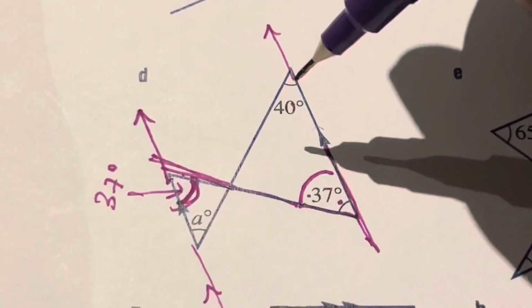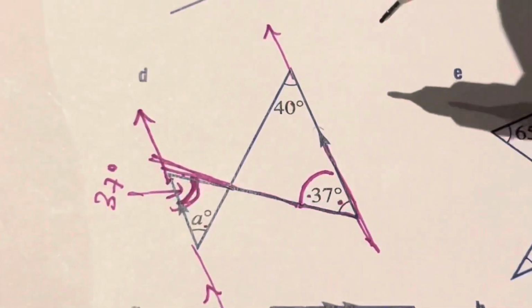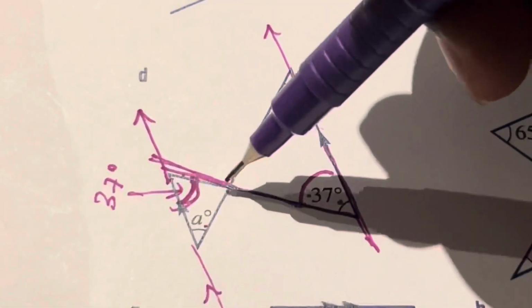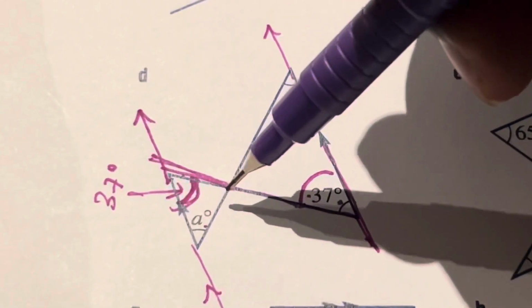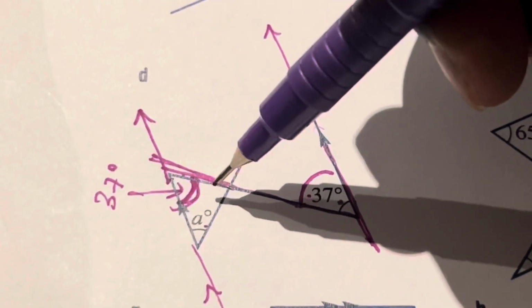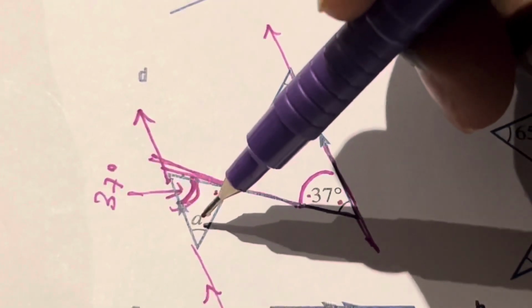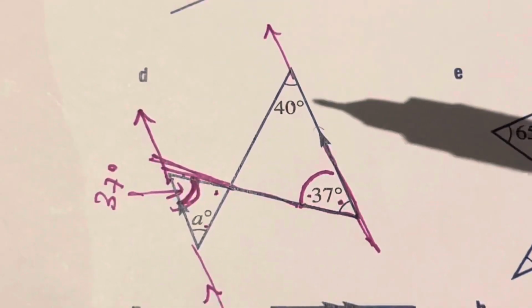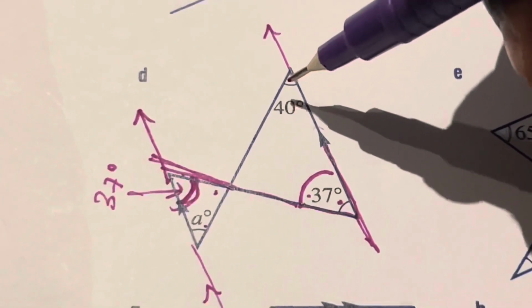Now, the other question is, how do we figure out A? Okay, we still can't figure out A. We know the total angle in a triangle is 180 degrees. So if we figured out that the total angle is 180 degrees, we still do not know what this one is, okay? So how do we go about this question?